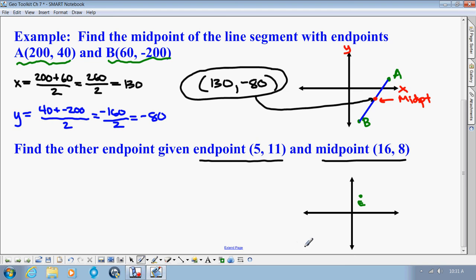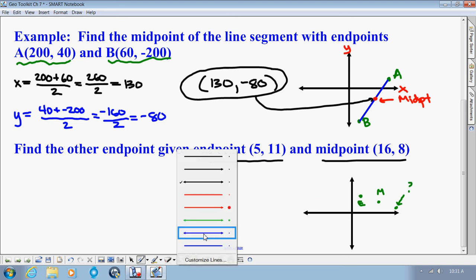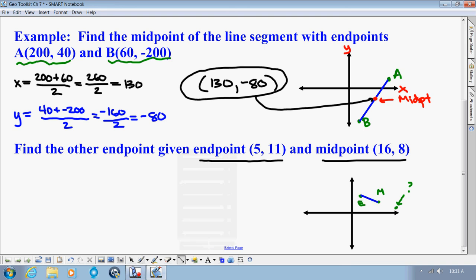I know my midpoint is right 16. So that's going to be over here somewhere. And it's going to be not up 11, but up 8. So it's going to be about here. So that's my midpoint. Which means my other endpoint, which is going to be my question mark, is going to be about right here. Because if I were to draw a line segment in between them, I know that these 2 lengths are exactly the same. So there's a couple different ways of doing this.